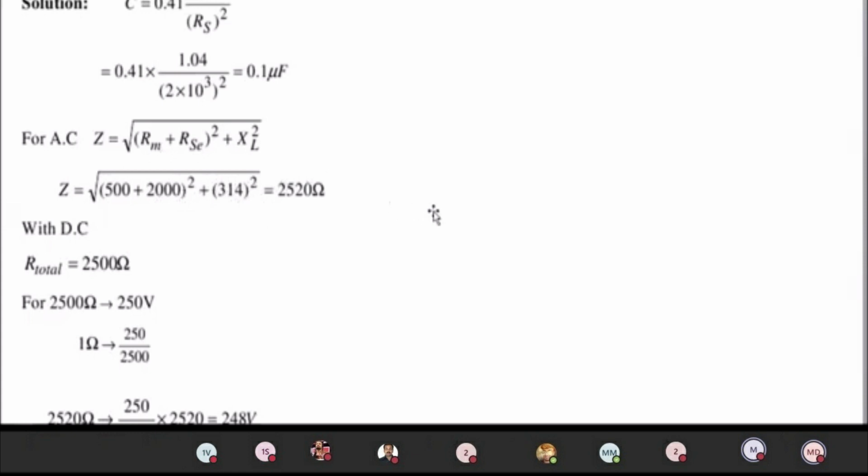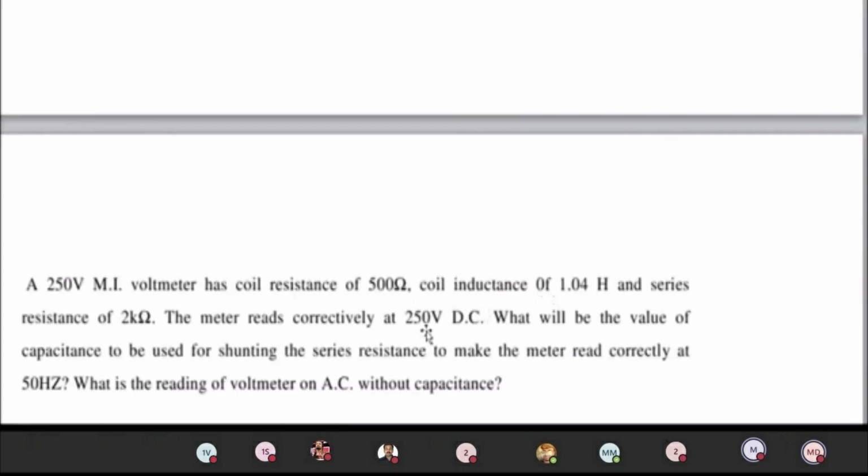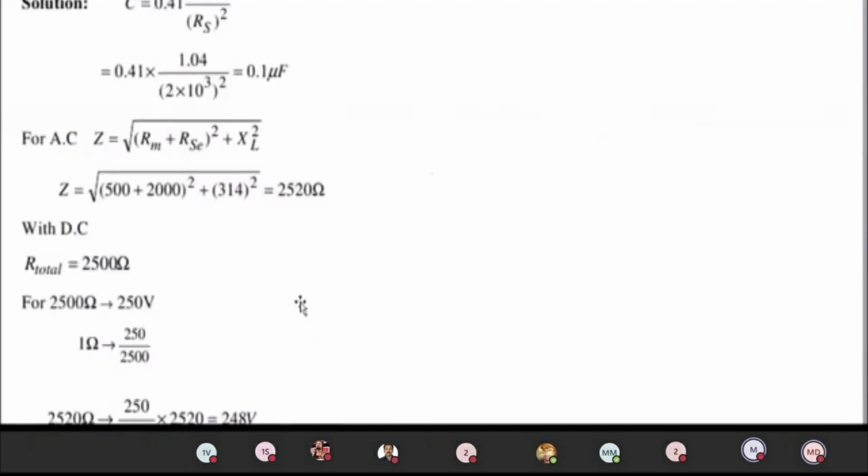XL we have the formula 2 pi F. So 2 into pi into F, in the question it has been specified as 50 Hertz. So 2 pi into 50 will get 314. Just substitute, we will get the total impedance as 2520 ohms. Keep this as one impedance.